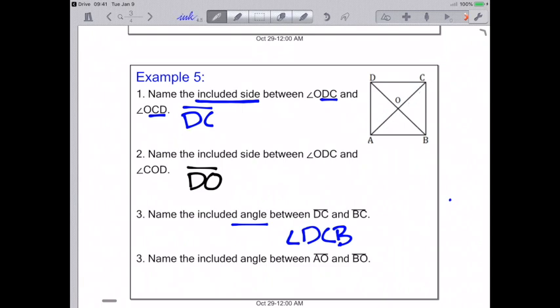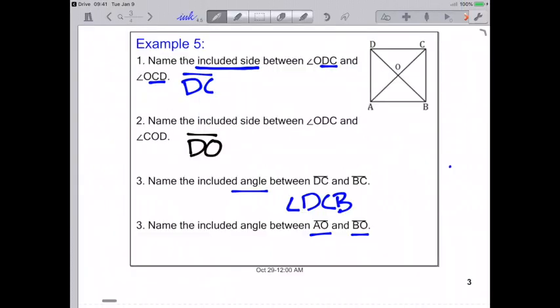Now the last question asks for the angle between AO and BO. So you're tempted to say AOB. Well, let's double check. So segment AO is here, and segment OB or BO is here. So the angle that we're looking for is right here, and that would be named angle AOB.